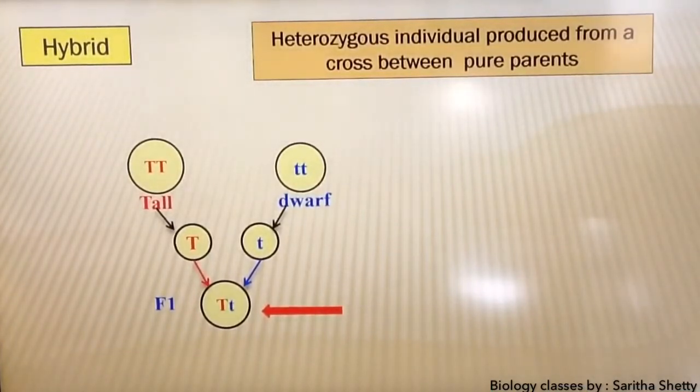Isn't it different from the parental type capital T, which was tall, students? So we have learnt regarding the terms. We will get back to you.